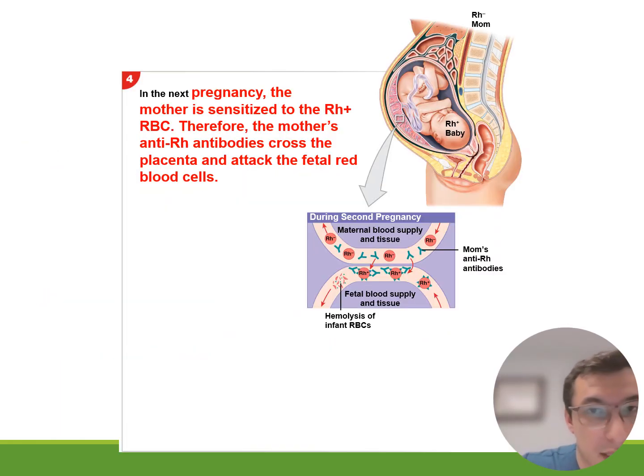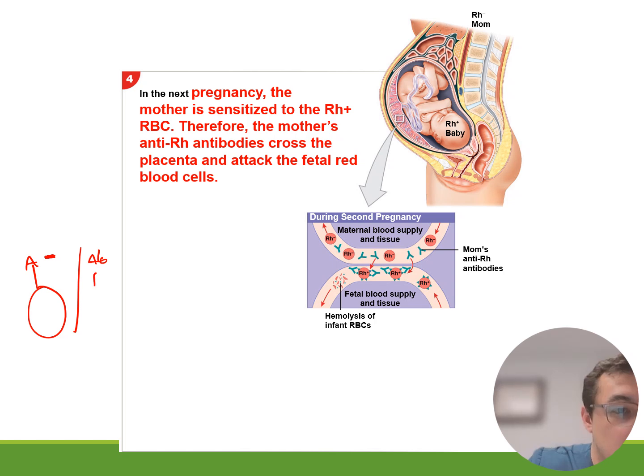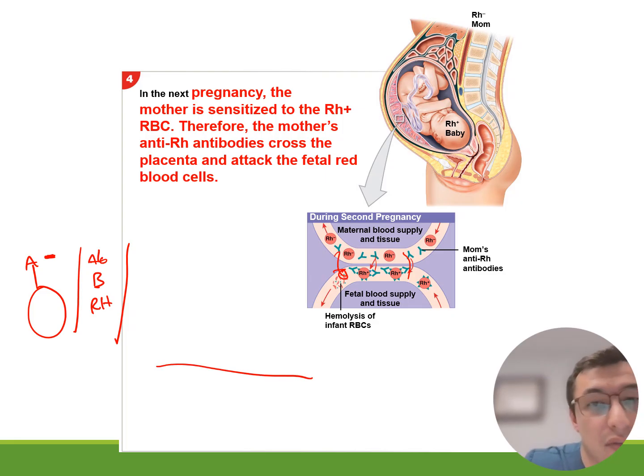So in the next pregnancy, let's say she ended up being pregnant again. Let's say she was A negative, so she didn't have the Rh antigen. But remember that she now has antibodies against B and antibodies against Rh because she was sensitized. Now during this placenta, there will be a crossover of antibodies. Although the red blood cells are not crossing from one side to the other, the antibodies are, and they will hemolyze the blood cells of the baby.